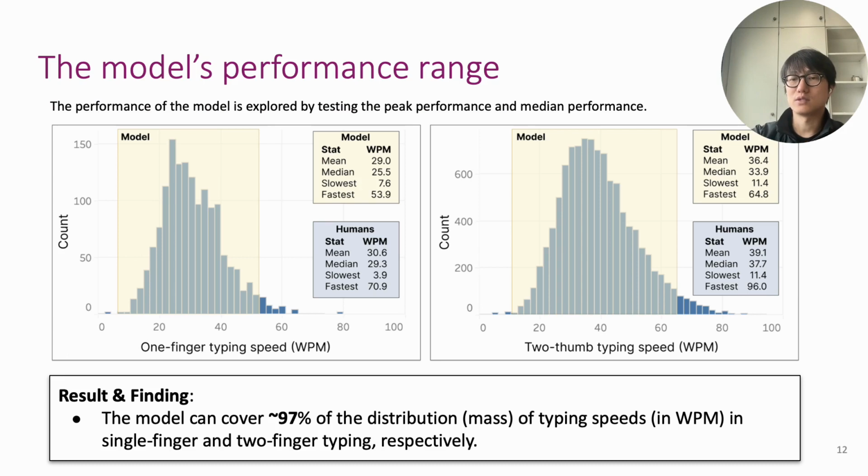We randomly sampled 100 sets of cognitive parameters to test the individual differences of the model. The histogram presents the distribution of human one- and two-finger typing speed and how the model can cover it. One model can cover around 97% of the distribution of the typing speed, by mass, in both forms of typing. The human data typically show a right-skewed distribution, and our model shows similar distributions.